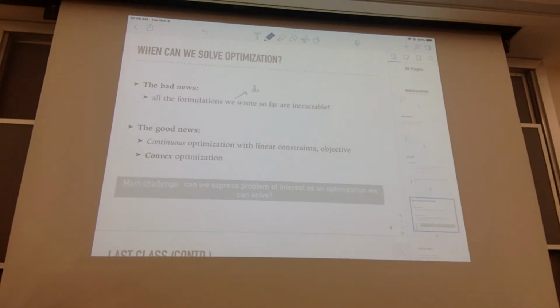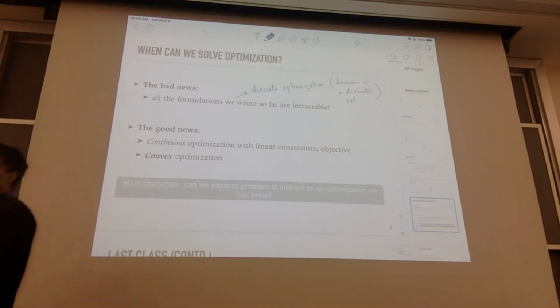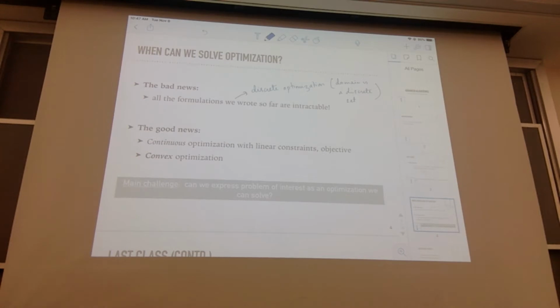Any optimization that is like discrete optimization, by this we mean the domain is a discrete set, is usually NP-hard, even if the constraints are pretty natural linear constraints. Right? So this is something we said last time, and said that there are a few forms of optimization that we know are easy, that we can actually do efficiently.